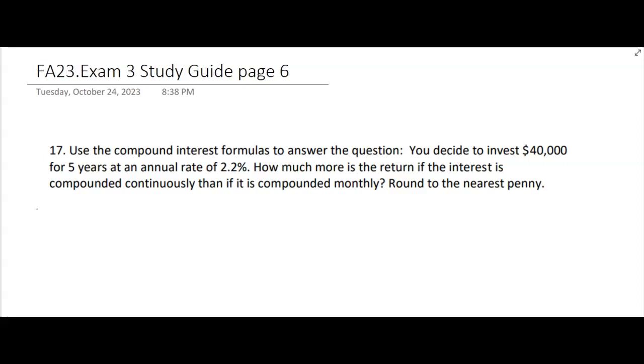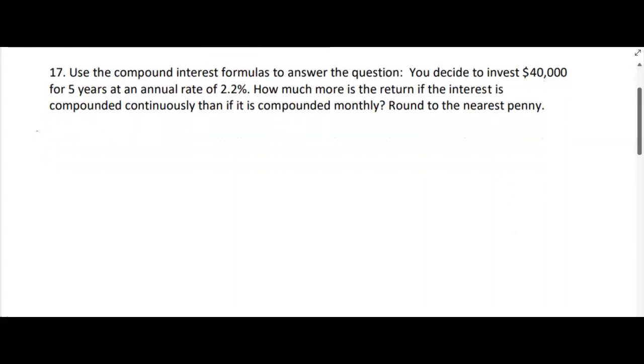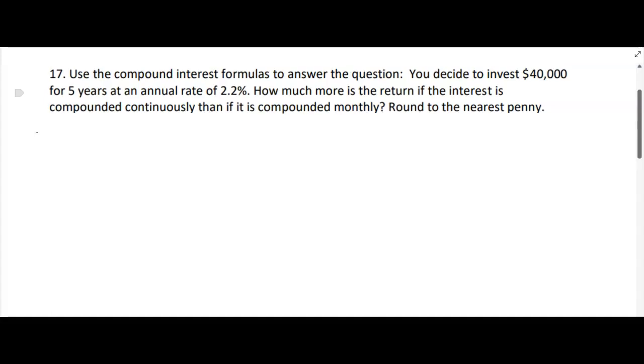So this is page 6. So we have a compound interest formula. Remember, there are two compound interest formulas. One is for continuously compounded. I'm going to put that one first because that's what they ask for first. Anyway, continuously is A equals P e to the RT, like that.